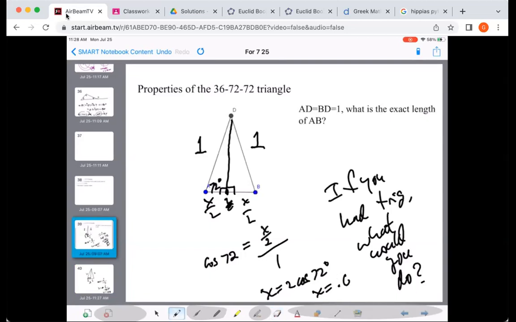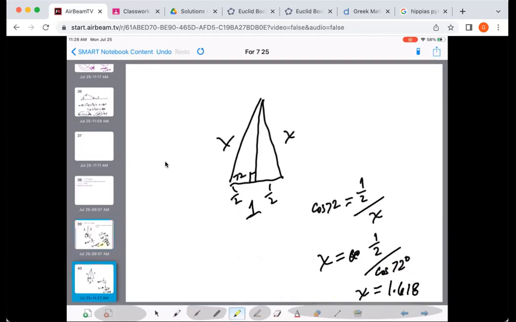Anyone can verify that, 2 times cosine 72? Does anybody recognize that number? 1.618, et cetera? Yep, golden ratio. That's coming, and that's part of today's lesson. So 0.618 is the answer for this question. And if you add 1 to that, you get the answer for this question.